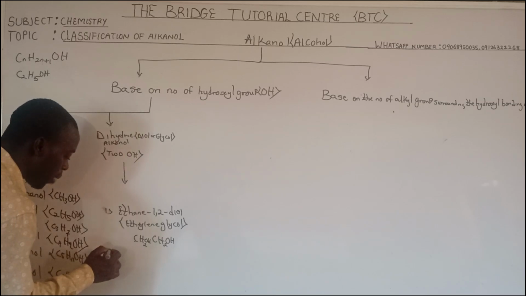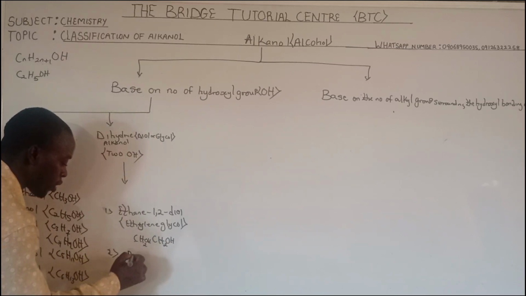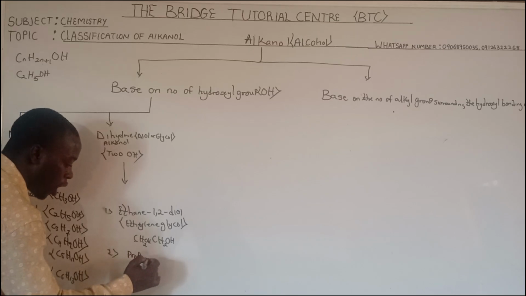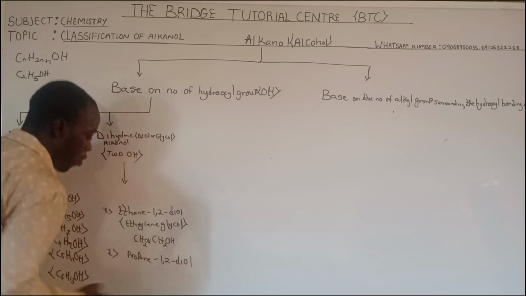The second common example that we are going to talk about is propylene glycol, or propane 1,2-diol, like this.